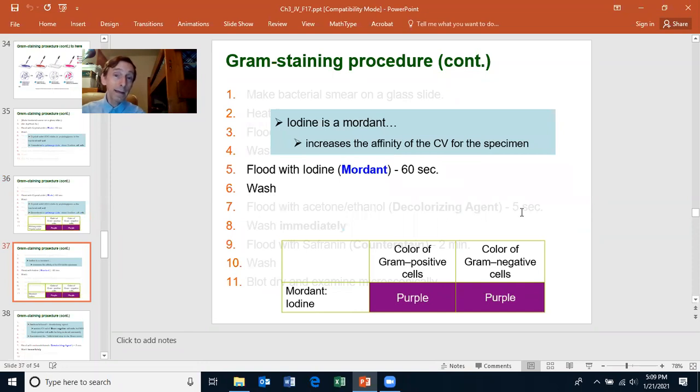And then you apply iodine over the slide. Iodine is a mordant. It increases the affinity of the crystal violet with the specimen. What iodine does is it hooks or complexes with the crystal violet. So now we have a larger molecule giving the cells color. And the iodine is applied for 60 seconds or 1 minute. You then flip the slide up, getting rid of the excess iodine, and then water wash it. Okay, any questions about that? After applying the mordant iodine, the color of both gram-positive cells and gram-negative cells is still purple, but it is more intense.